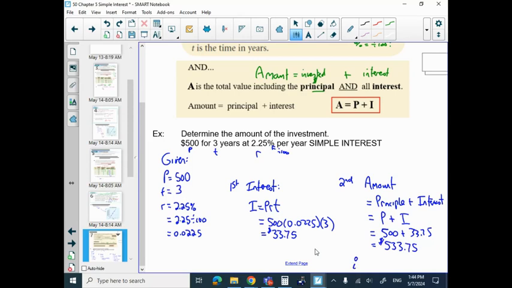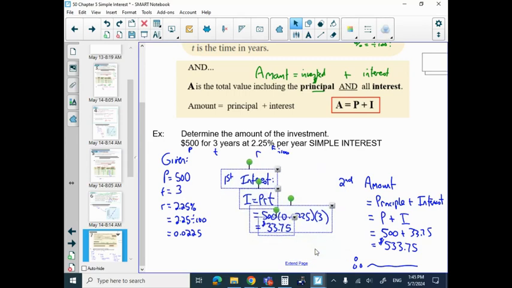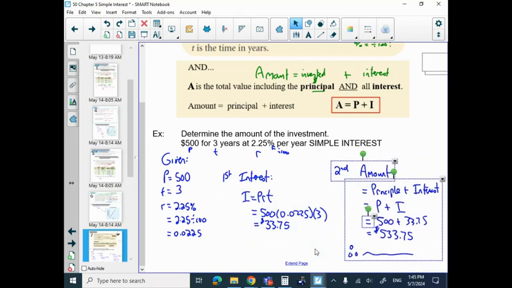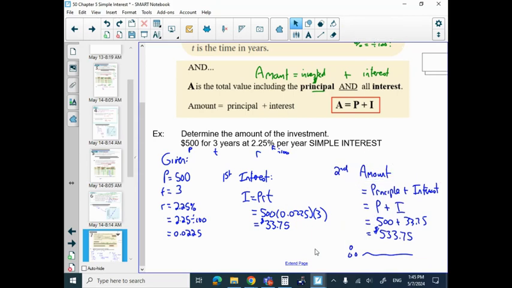Right? And it's one of those kind of questions where a therefore statement would make sense to write in the end. Therefore, the amount of money, the value of the investment would be another way of saying it in a little more real life context. But in a math context, they say the amount of the investment is $533.75. It's the value of it, what it grew to. Okay.